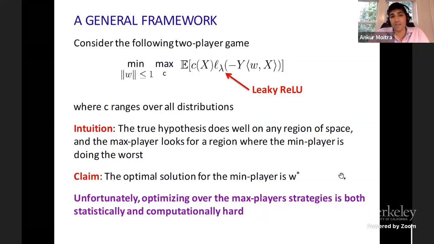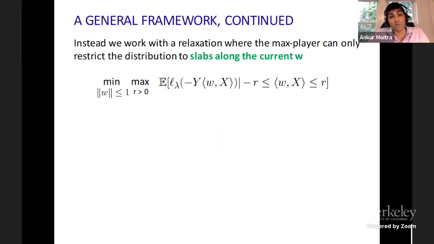So this zero-sum game doesn't really work for us because it's just statistically and computationally unwieldy. So the miraculous thing is that there's going to be a new version of the game that will work. Instead of the max player choosing an arbitrary distribution over all of space, he's only going to be allowed to reweight the distribution in some very specialized ways.